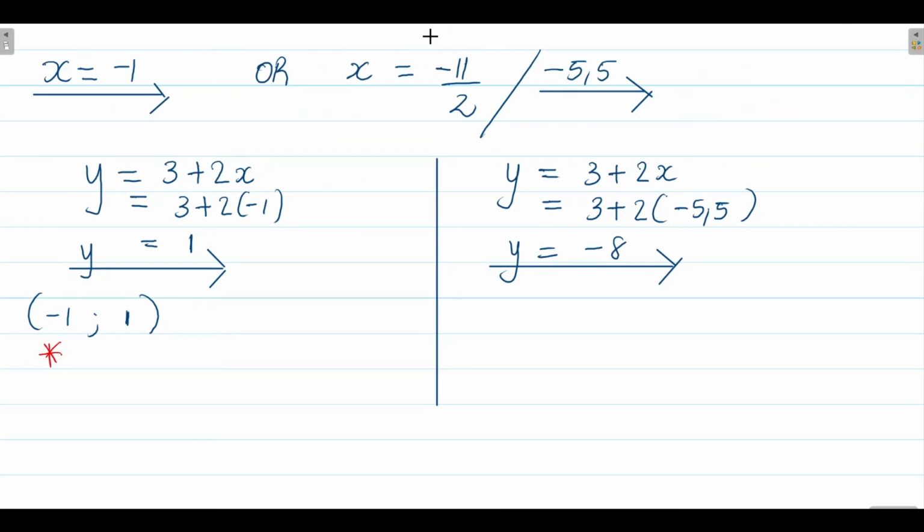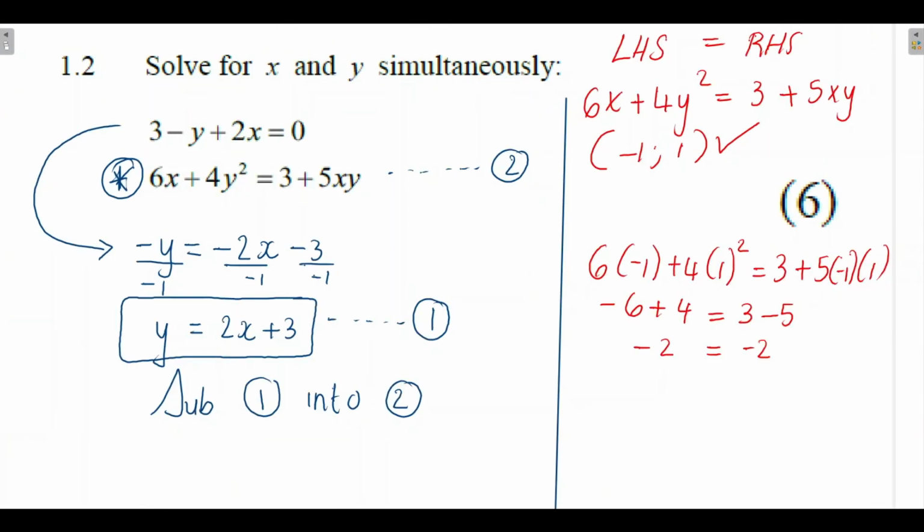We said that when x is equal to negative 11 over 2, y is equal to negative 8. So we're going to check that part. We're checking when x is equal to negative 11 over 2 and y is negative 8. We're going to do the same thing and substitute those values into this equation.